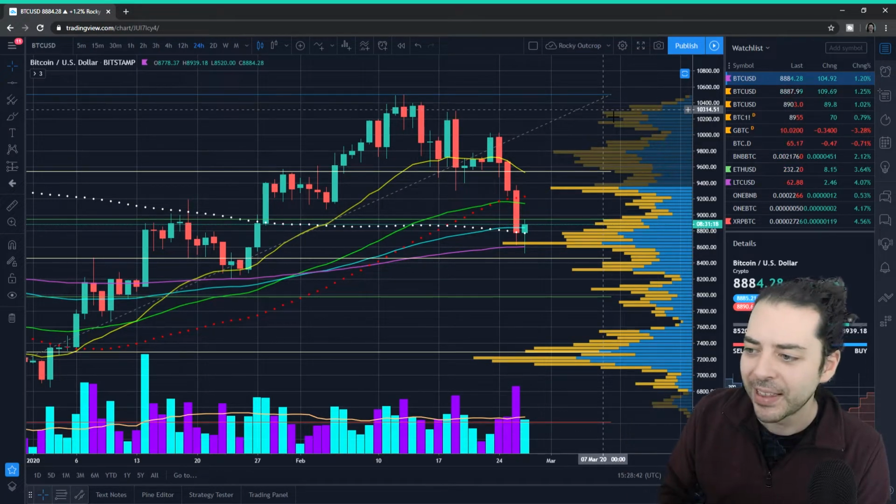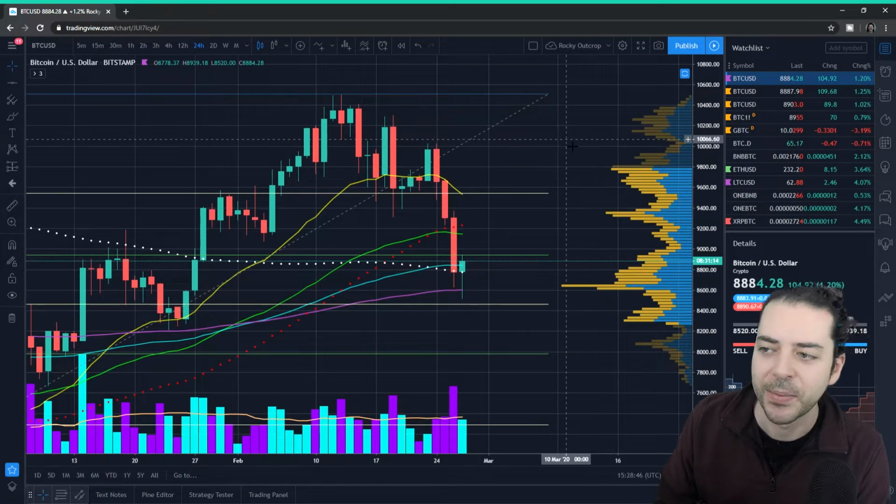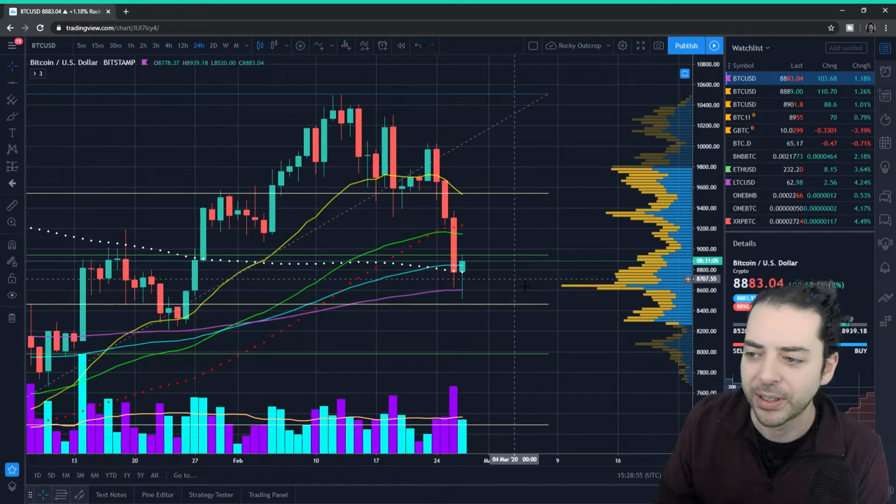So let's have a look at where the prices have been over the last wee while, just here on the spot prices, and then we'll take a look at some other things like the CME gap and whether or not it's been filled, and try and figure out where we could be seeing the prices go over the near future. So let's have a look and see.